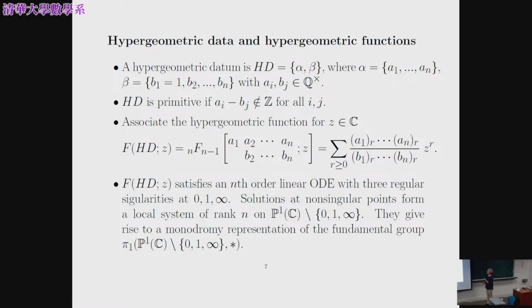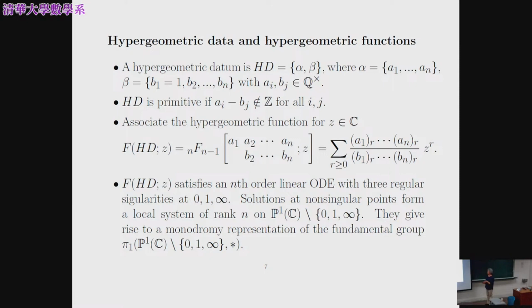So that means that if we pick any complex number other than 0, 1, infinity, then we can solve this nth order ODE, and we get n-dimensional solutions. So for each such point, we have a collection of n-dimensional solutions. As we move all these points around all the complex numbers except 0, 1, infinity, and put them together, we get a sheaf on P1C minus 3 points. This sheaf has rank n because each fiber is an n-dimensional space.